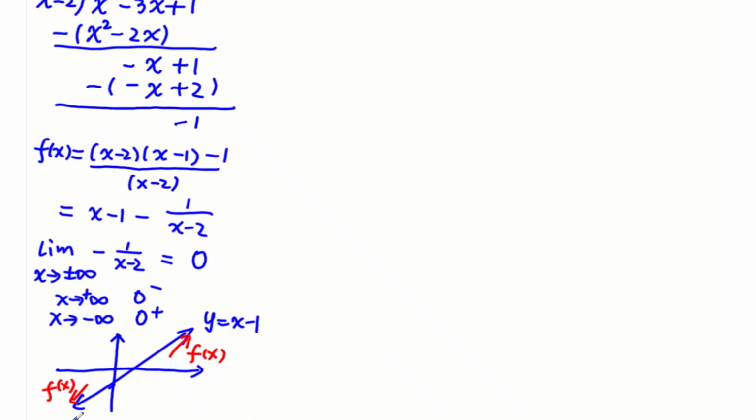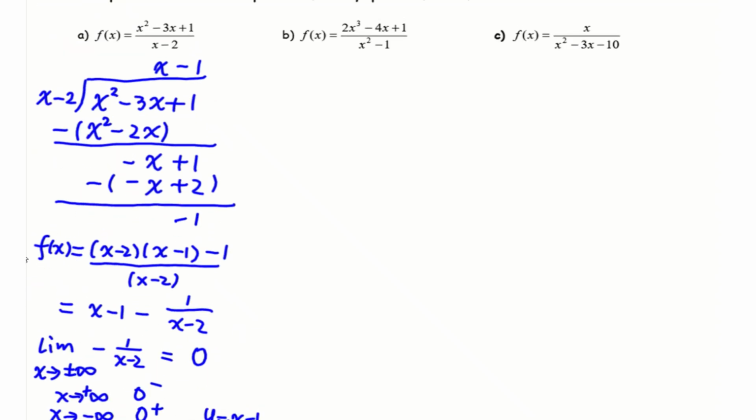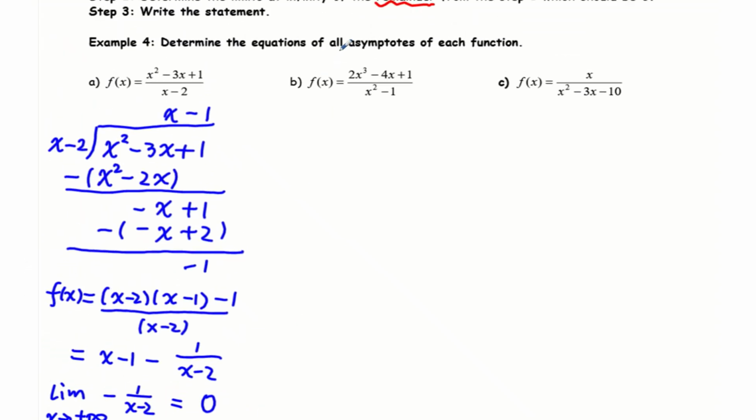So this is what slant or oblique asymptote means. So this is x, this is y. It approaches this line. In the middle, it could cross the asymptote. Only when x approaches positive or negative infinity, it will approach that asymptote. In the middle, the graph could cross. And this question is a little bit tricky. It asks you to find all asymptotes.